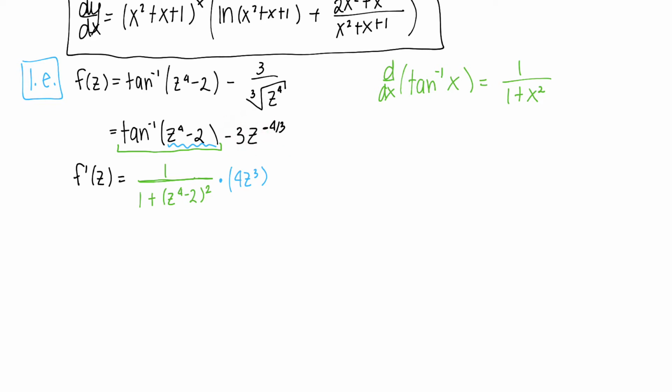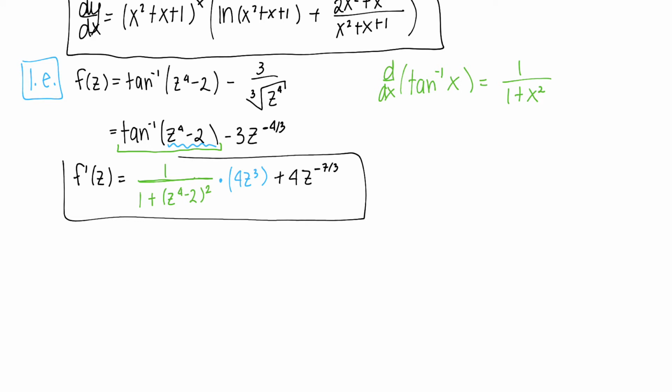For this guy over here, negative 3 times negative 4/3 will become positive 4. Z to the negative 4/3 minus 1 is going to be negative 7/3. And you can rewrite that to be a little more pretty, but I'm just going to leave it right there.